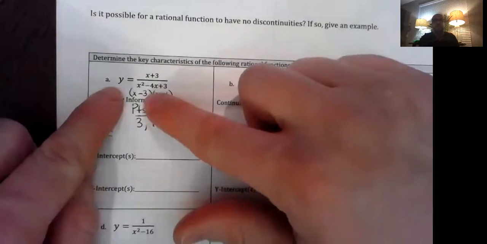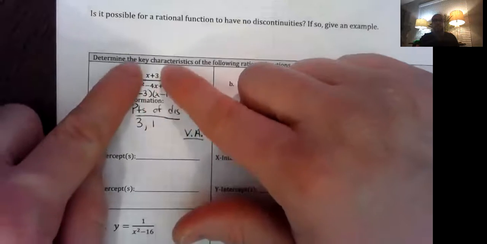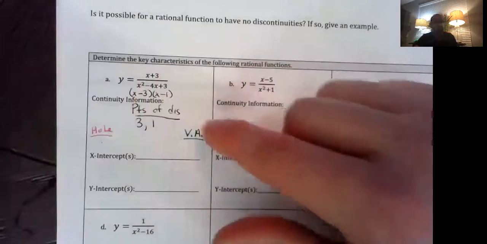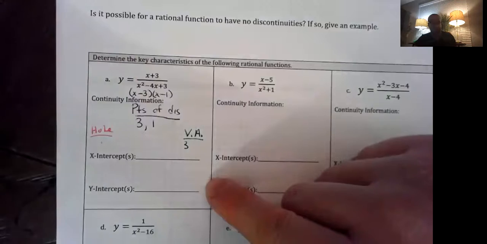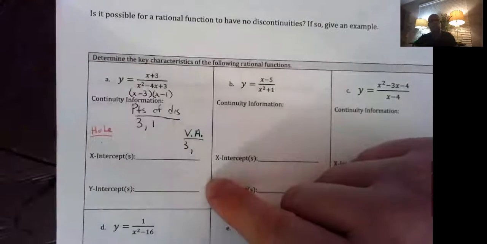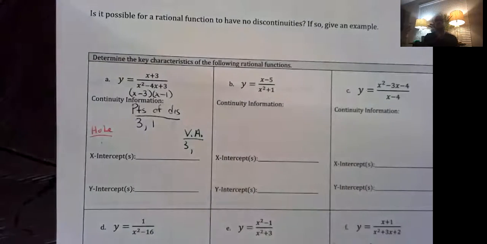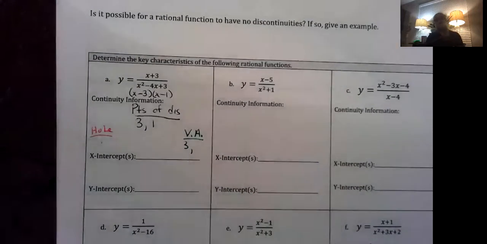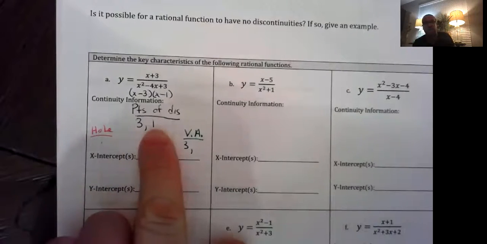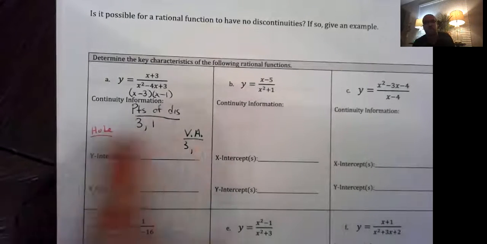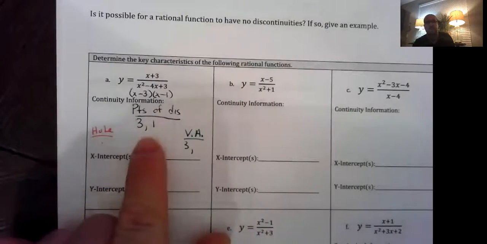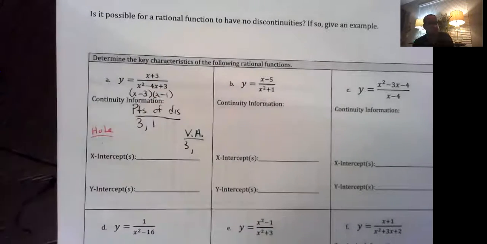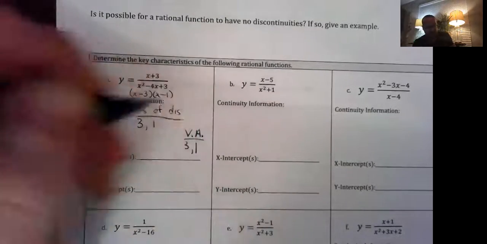So again, here's how we do that. The 3 came from the x minus 3. Do I see an x minus 3 on top and bottom? I don't. So it's a vertical asymptote. Same thing with the next number, +1. Again, I want to classify it as a hole or a vertical asymptote. Okay, what the previous answer is has no bearing on it. So does x minus 1 cancel top and bottom? It does not. So there it is.